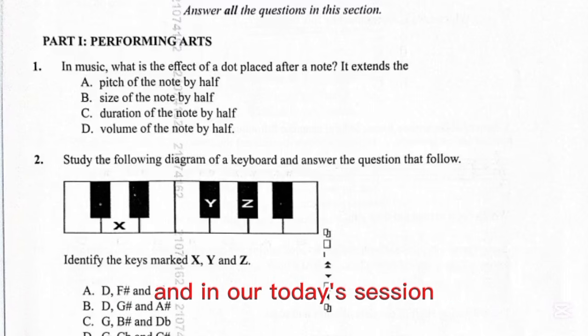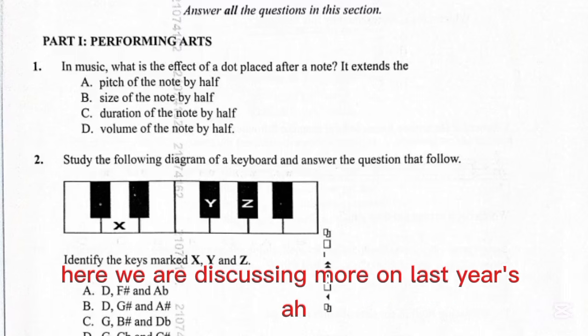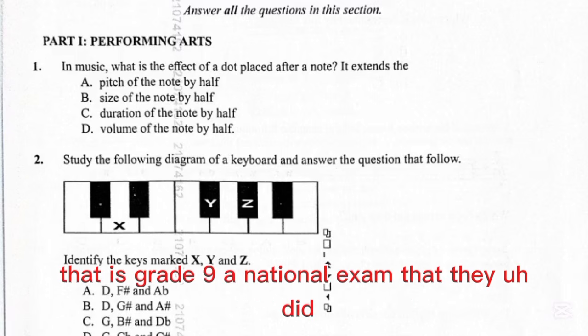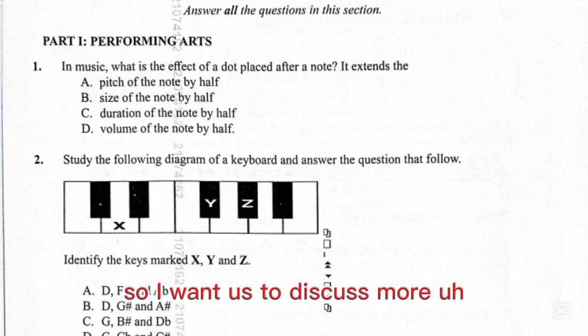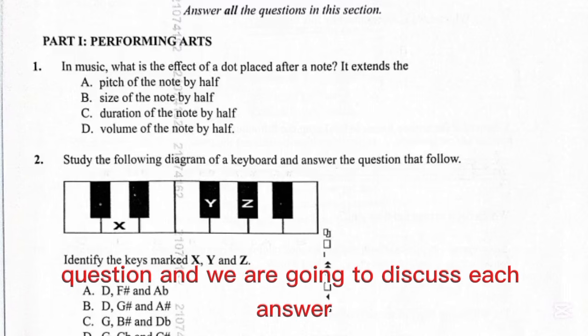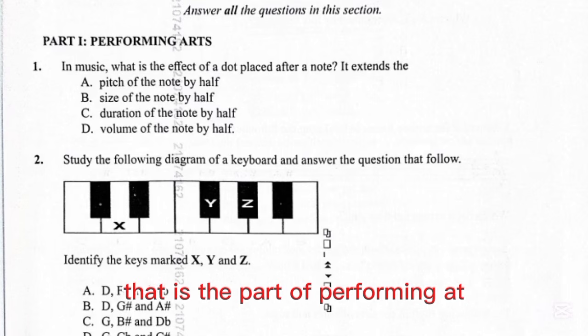In our session today, I would like us to discuss last year's Creative Arts and Sport Grade 9 national exam that they did. I want us to discuss this paper and see how the learner was supposed to tackle each question, and we are going to discuss each answer. So we are starting with Part 1, that is the part of performing arts.